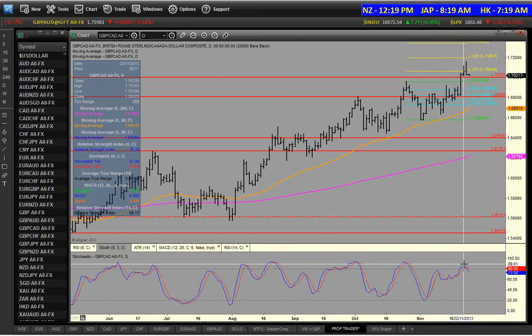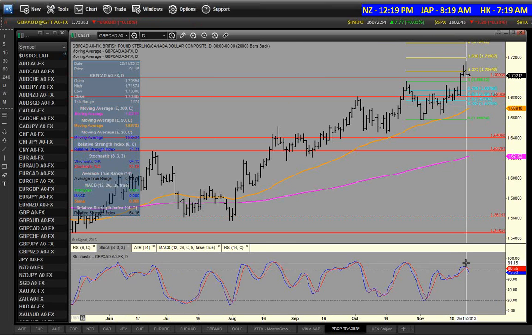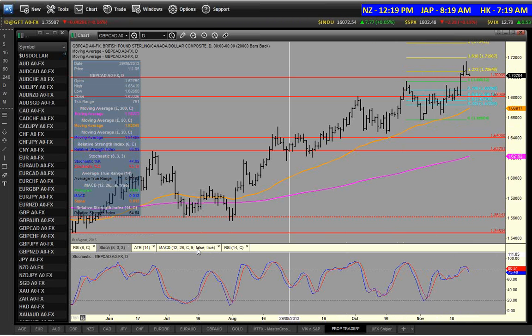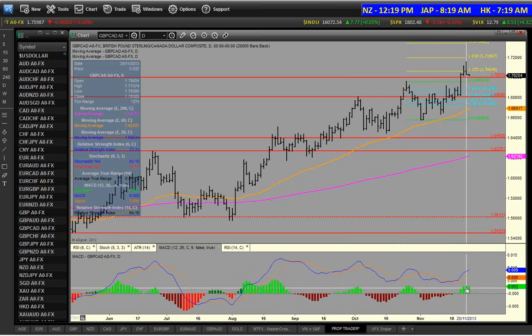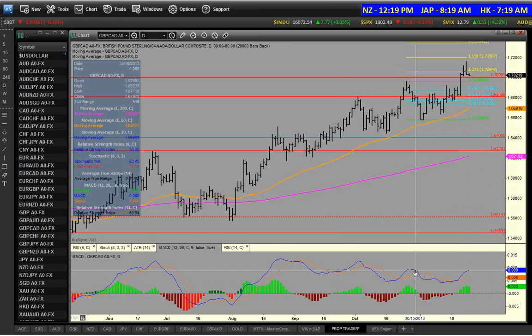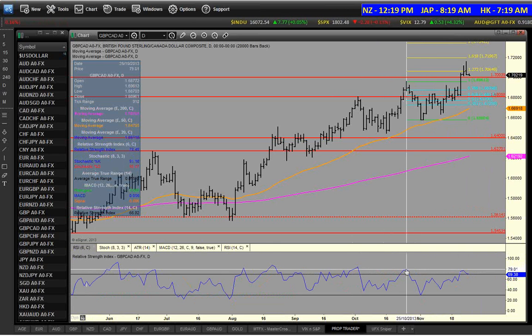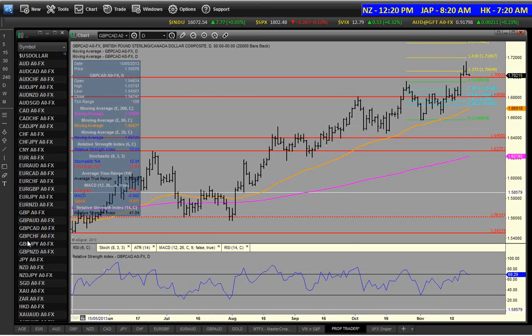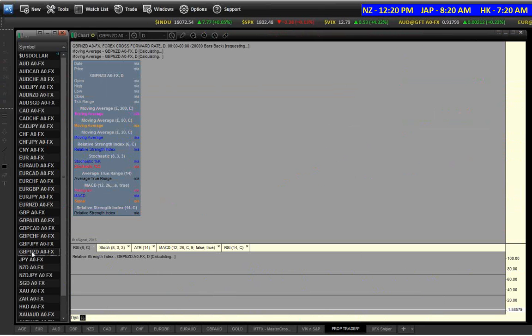Stochastic. You could say there's divergence there from this cycle to that cycle. MACD. Not really getting divergence there either. You could potentially say again from that cycle to that cycle. And on RSI, I'd give you that. That makes sense.